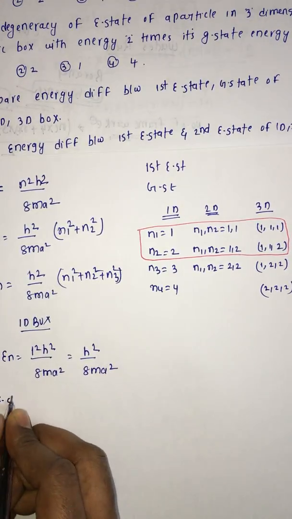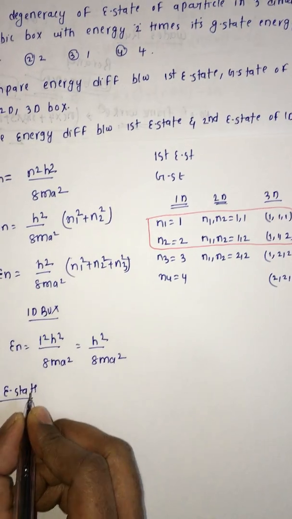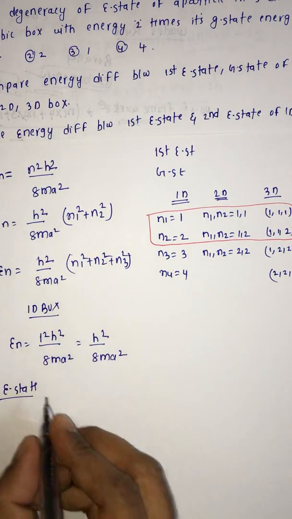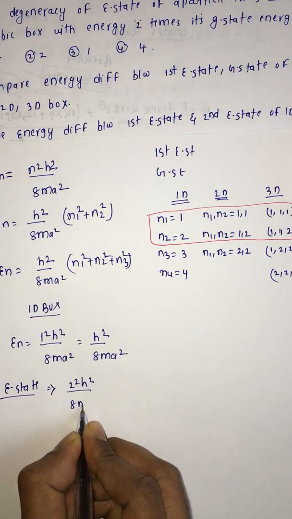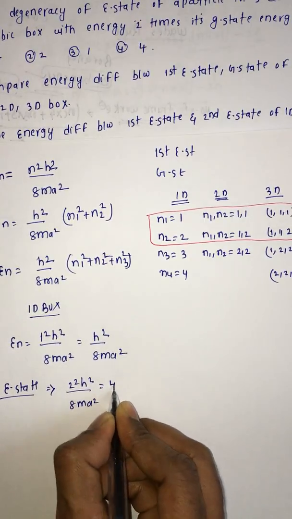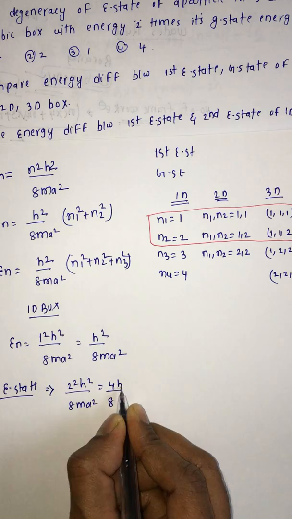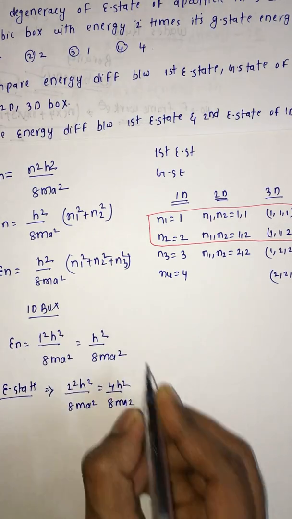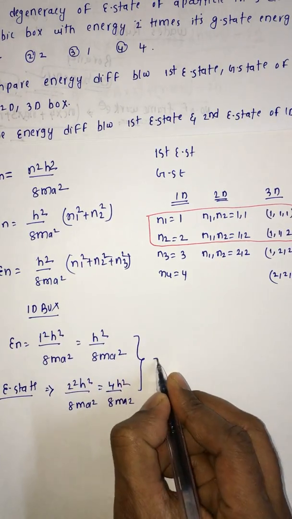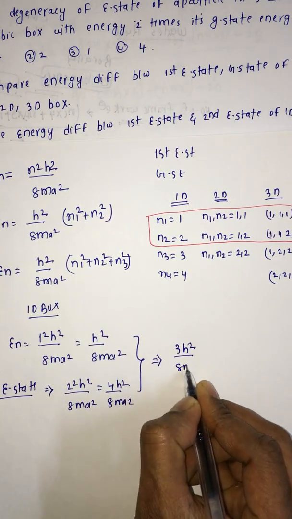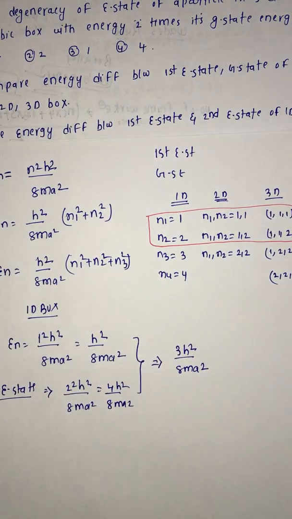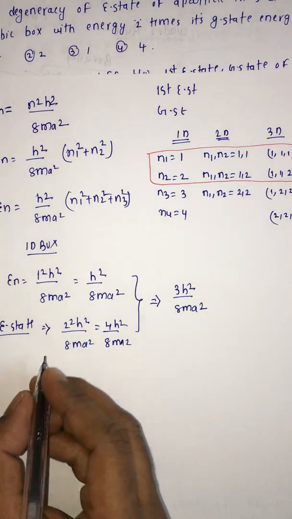And now the excited state. What is the excited state here? It is 2. That will be 2² h² by 8ma², which equals 4h² by 8ma². And if you see the difference, it comes out to be 3h² by 8ma². This is the difference between the ground state and excited state in the 1D box. Now we'll go for the 2D box.